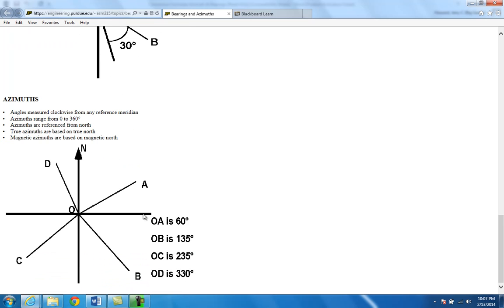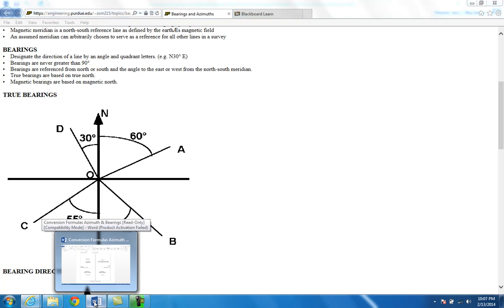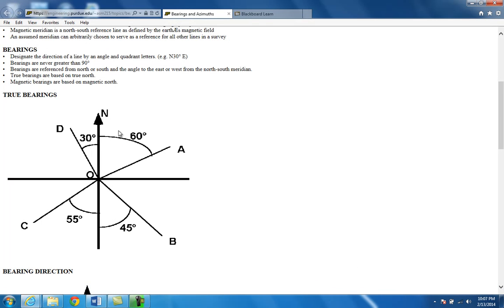Now at this point we're going to talk about how we convert these things. Let's convert azimuths to bearings, and bearings to azimuths. It's really simple. You have to have that document open that I have on Blackboard, and inside those quadrants it shows you the formulas.